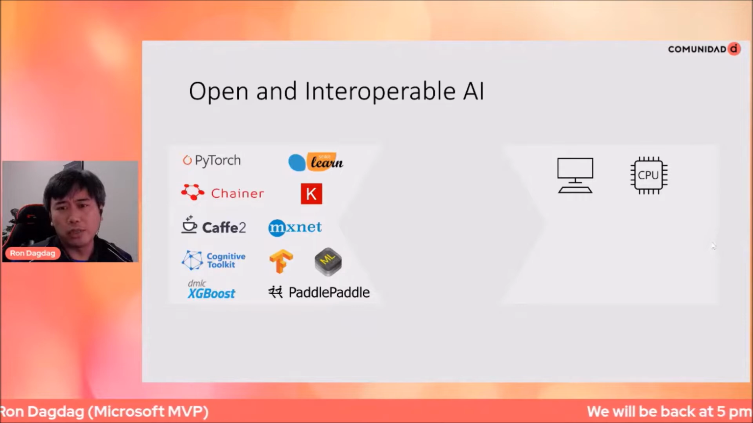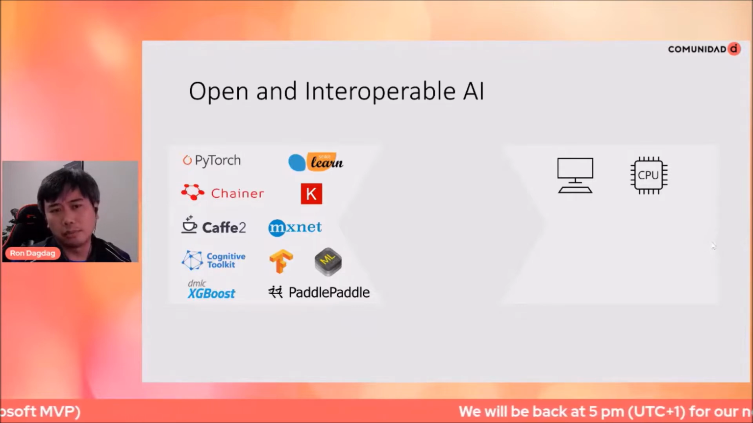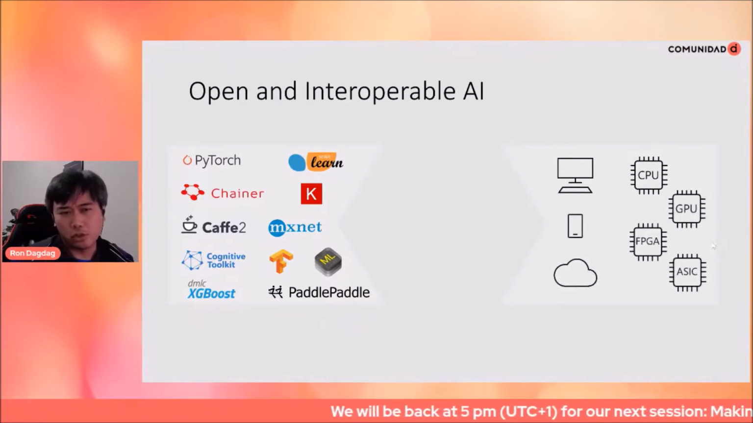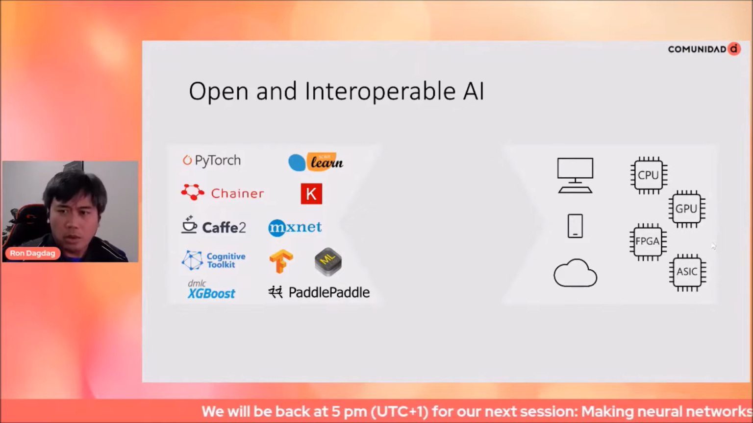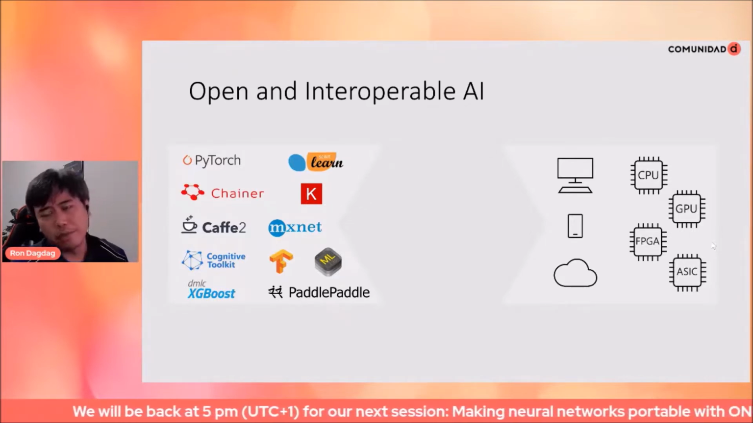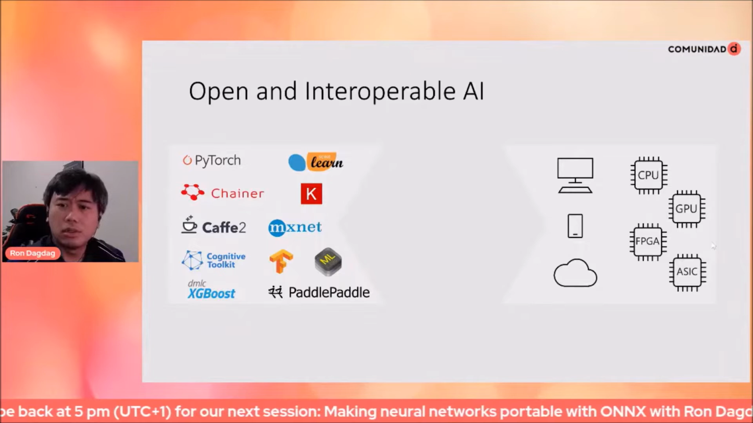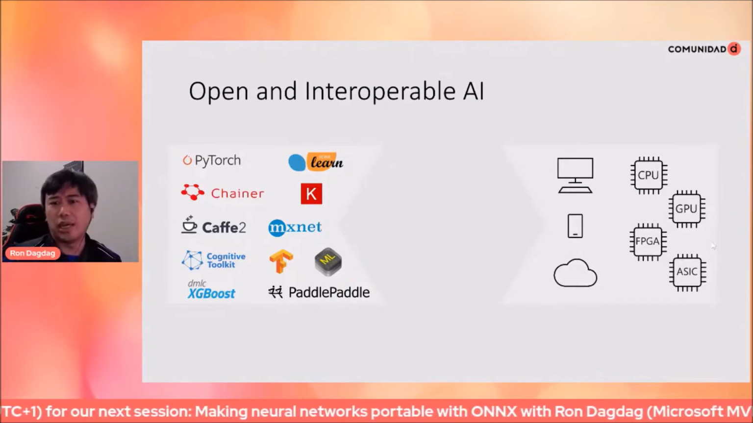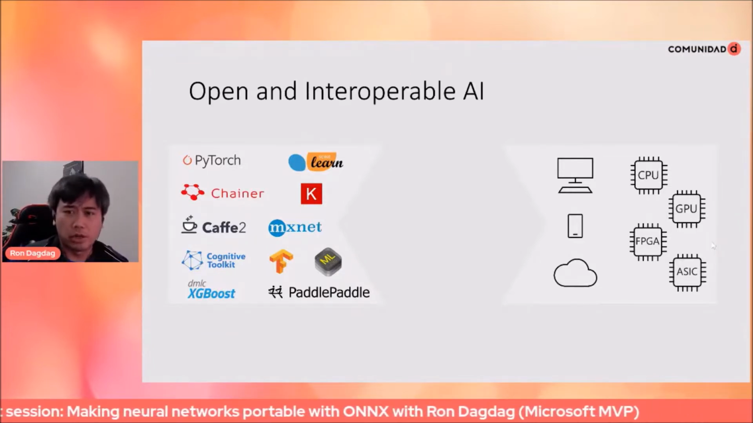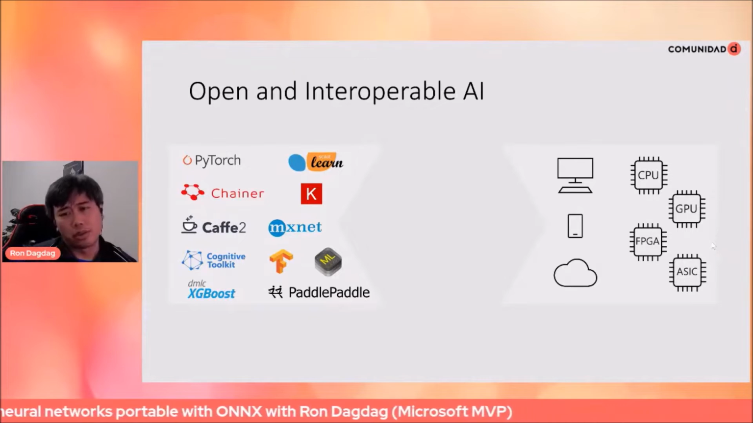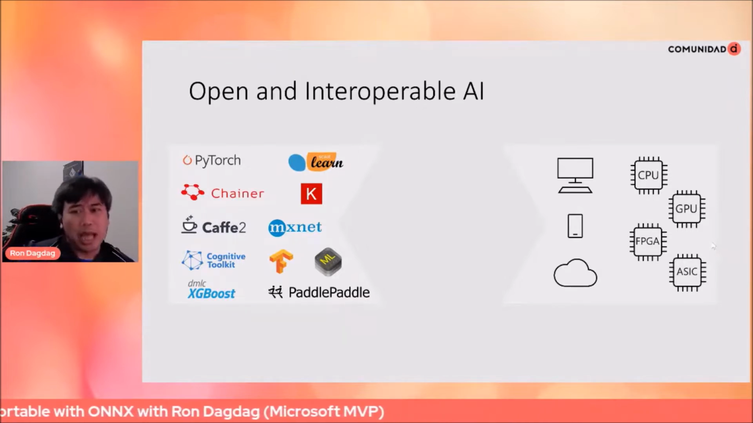And then when we try to deploy these models, we would sometimes run them on the CPU, GPU, FPGA, or ASIC. Sometimes we want to run it on the computer, in the cloud, on the phone, or on an IoT device.